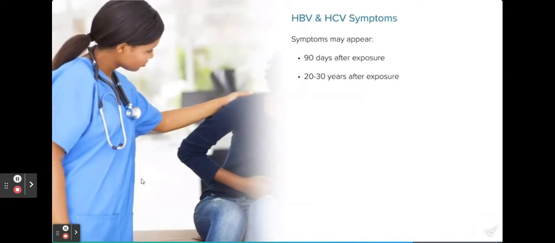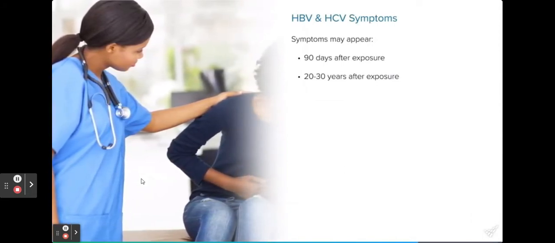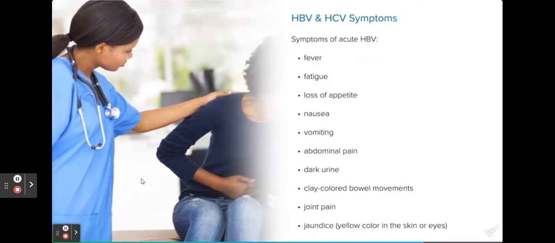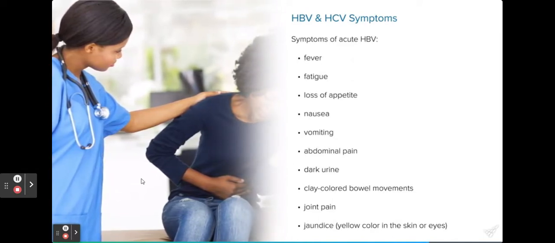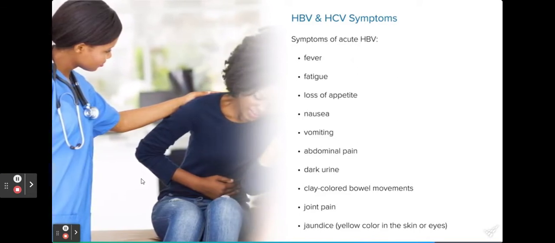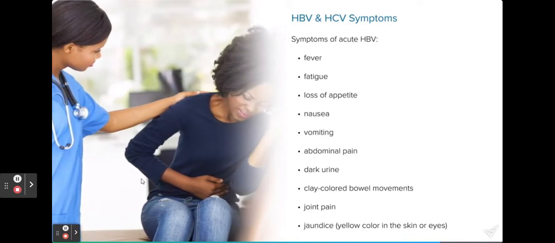Unfortunately, many people with hepatitis B and C do not have symptoms and do not know that they are infected, and they can still spread the virus. If you do have symptoms, they are usually mild and flu-like, such as fever, fatigue, loss of appetite, nausea, vomiting, and abdominal pain. You can also have more obvious symptoms like dark urine, clay-colored bowel movements, joint pain, or jaundice.